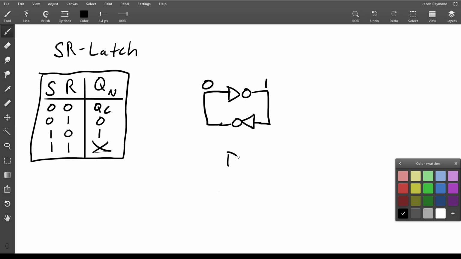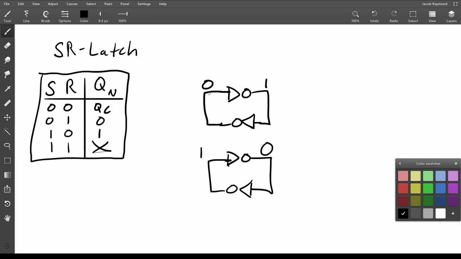However, what if I take the same exact thing, and instead I say, what happens if this side's a 1? Well, if this is a 1, this will invert to a 0, and this 0 will invert back to a 1. And this is essentially the basis for how an SR latch works. Now, ideally, we would want to be able to toggle between these two states, right? We have this loop here, and we want to be able to change it from one to the other.